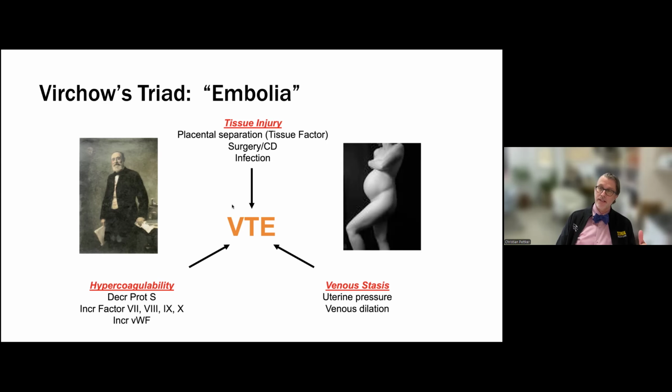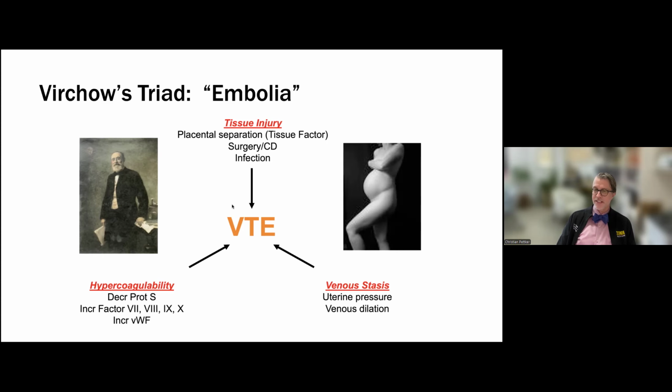When the placenta separates, it releases something called tissue factor, which is a procoagulant factor, gets released into the maternal blood, and that's a procoagulant factor from that tissue injury. So it's not really abnormal tissue injury, it's the physiologic process, but tissue factor is the main culprit there. Then there's the issue of hypercoagulability. We see changes, and this is on the next slide, in the proteins that are involved in the coagulation cascade. There's a decrease in protein S and an increase in some other procoagulant factors. And we also see an increase in von Willebrand factor.